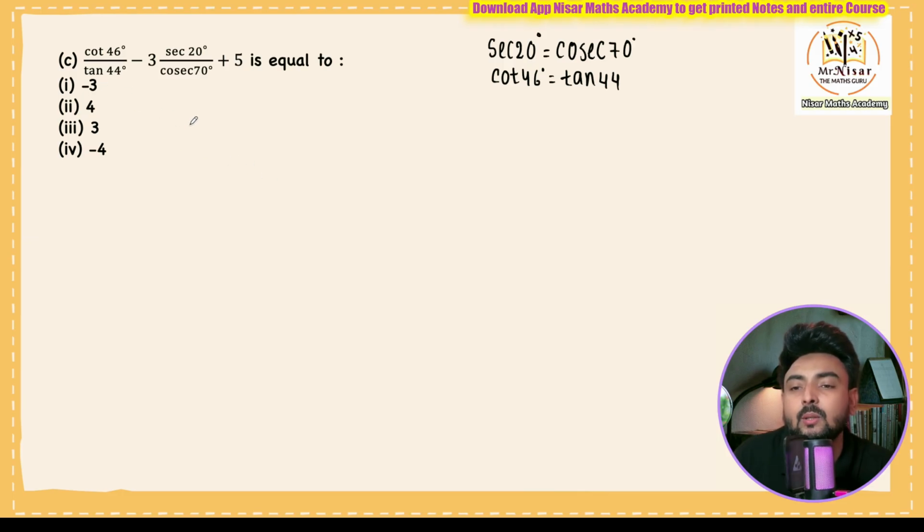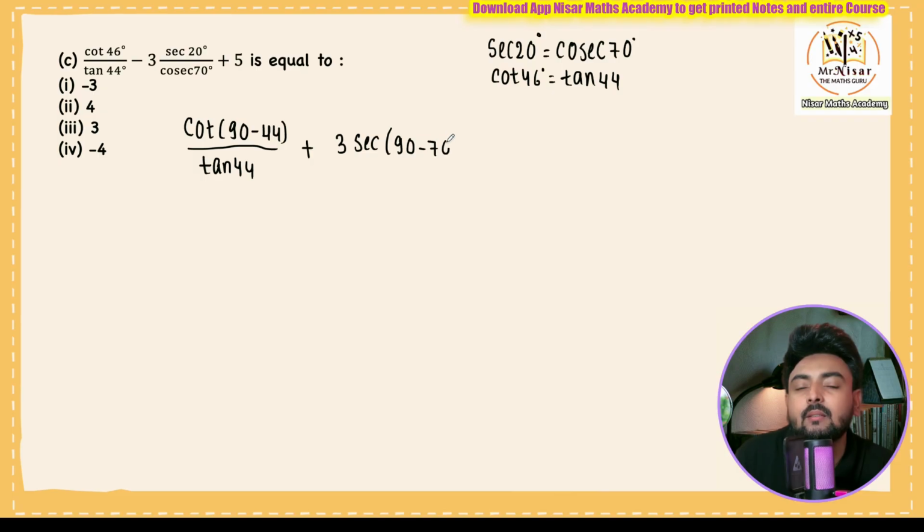Now, how to solve this question? Cot 46 we have. So first write it in terms of 90. So 90 minus 44. 90 minus 44 becomes what, children? 90 minus 44 becomes 46. So you should first write it in the form of 90 degrees. Then in the same way, I have sec 20. Can I say that this sec 20 can be written as 90 minus 70? 90 minus 70 becomes 20. So I am just writing the complementary of it.